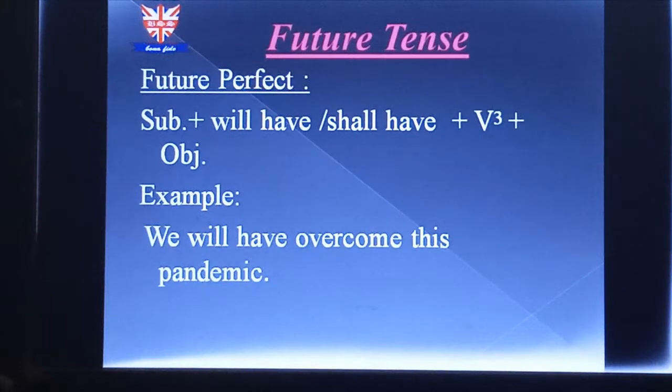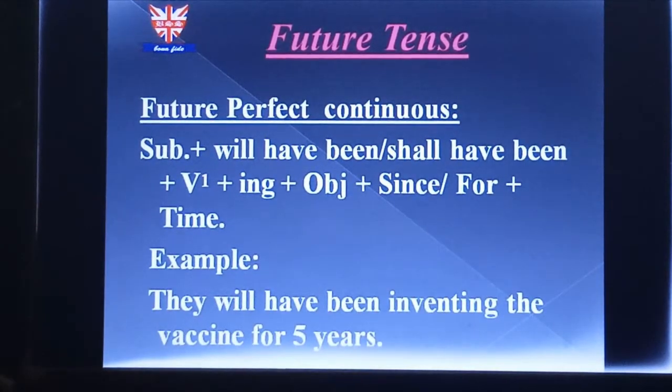So let's go for the another one, the last structure, future perfect continuous. Okay, so the structure is subject plus will have been or shall have been plus V1 plus ing plus object plus since or for plus time. So I want to remind you, let's make it easy, that whatever the subject is, in case of perfect continuous, we only have to go for the helping verbs. What is the helping verb here? Here my helping verb is will have been or shall have been.